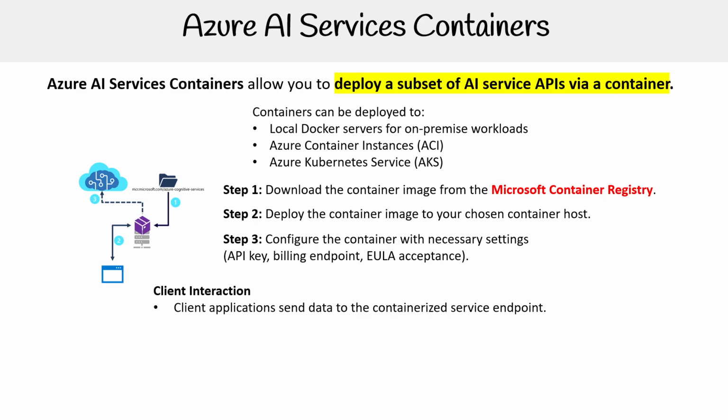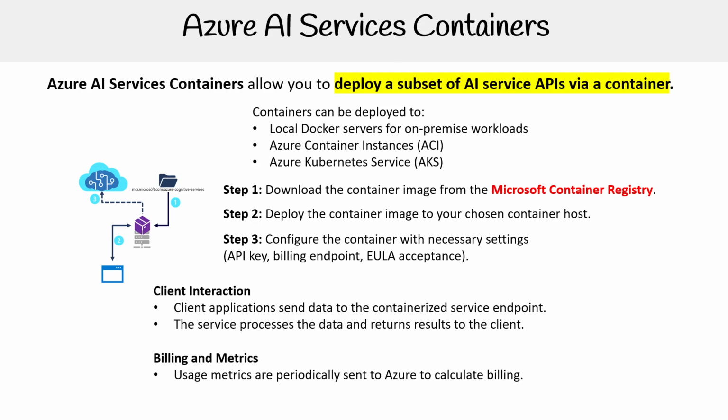For client interaction, the client apps send data to the containerized service endpoint. The service processes the data and returns results to the client. For billing metrics, the usage metrics are periodically sent to Azure to calculate billing and ensure the container can connect via the Azure AI Service resource for this purpose, right? It's not to do the inference, that's happening on the containers.